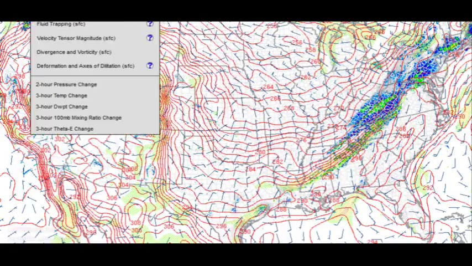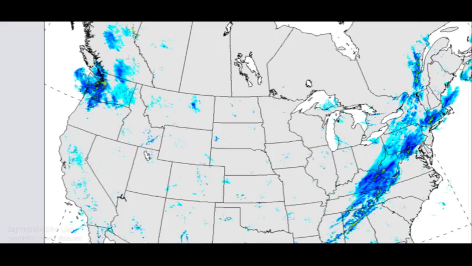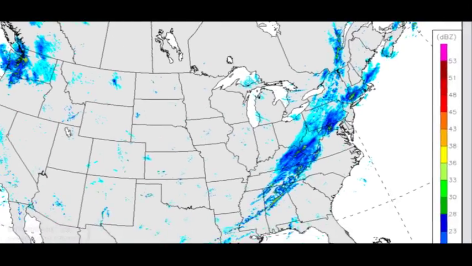Okay, then out ahead of the front, we definitely have that little area of showers extending from New York down to Alabama and Mississippi. So this is kind of a sign of things to come. We're going to be getting into convective weather here soon, probably another month or two, and things will be getting a lot more active.